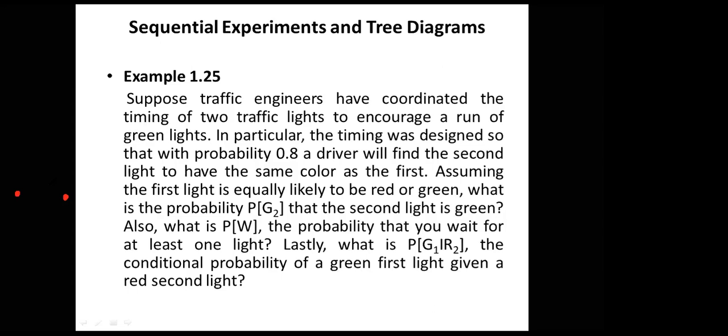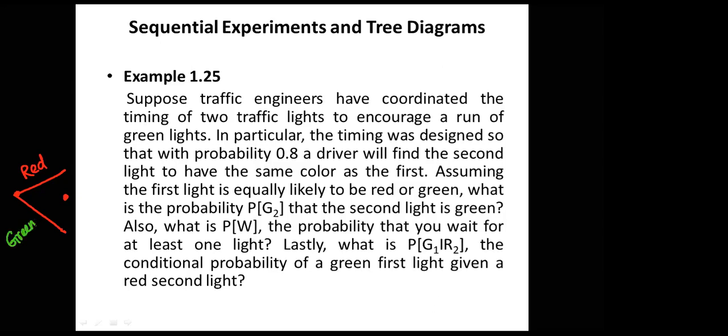So the timing was designed so that with probability 0.8, a driver will find the second light to have the same color as the first, assuming the first light is equally likely to be red or green. So the first light actually is equally likely. When it is getting, it can be either red, or it can be green.